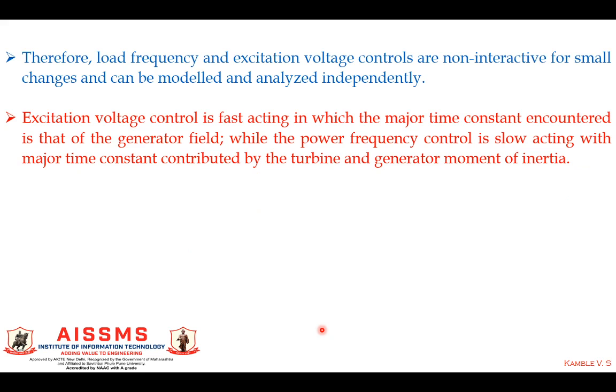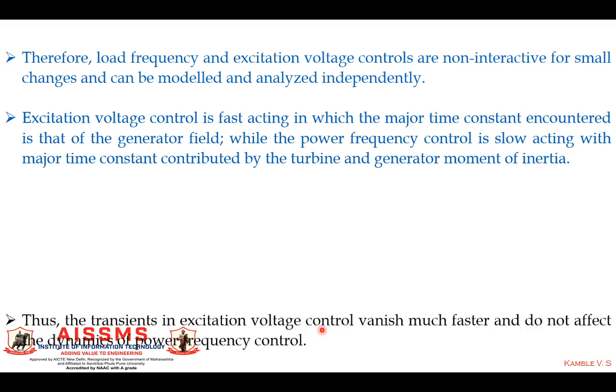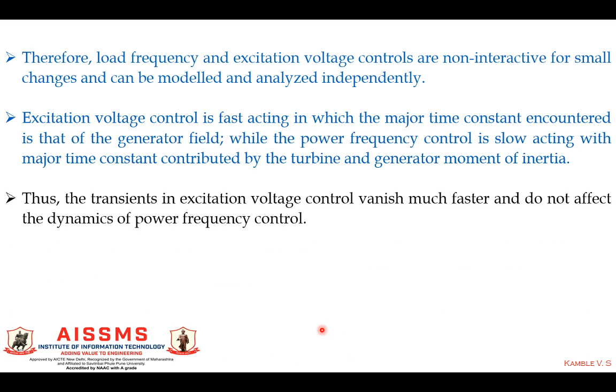Excitation voltage control is fast acting, in which the major time constant incurred is that of the generator field, while the power frequency control is slow acting, with the major time constant contributed by the turbine and the generator moment of inertia. Thus, the transients in excitation voltage control vanish much faster and do not affect the dynamics of the power frequency control. So we are saying excitation control is a purely electrical control. So we call excitation voltage control a fast acting control. Due to controlling the excitation, the output voltage will be controlled smoothly.